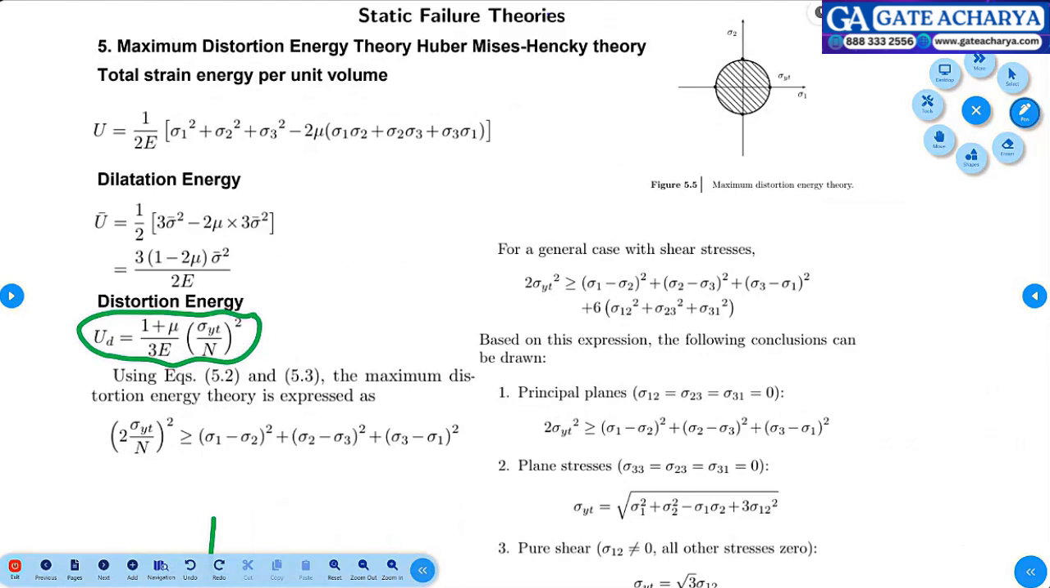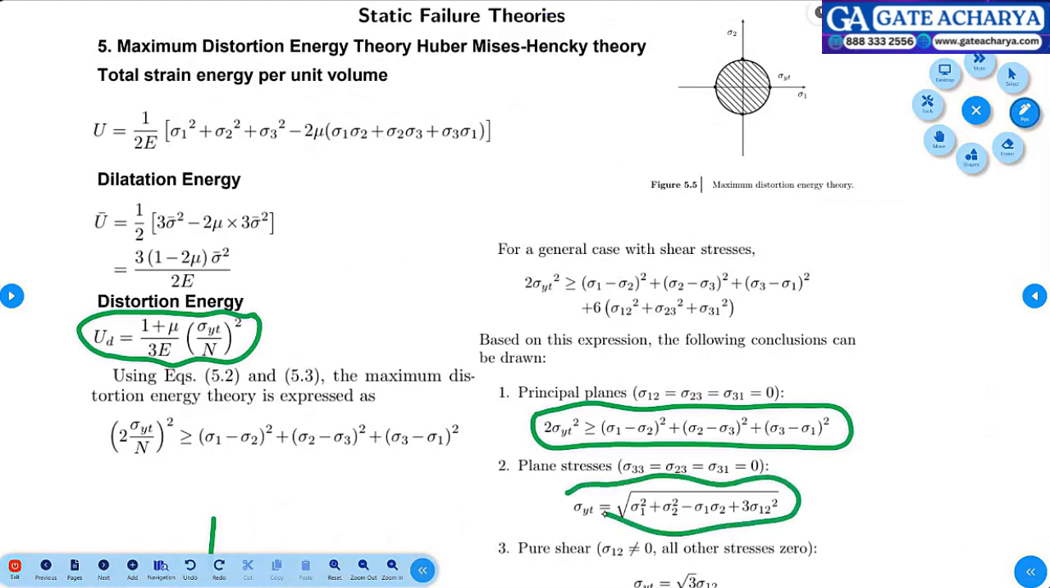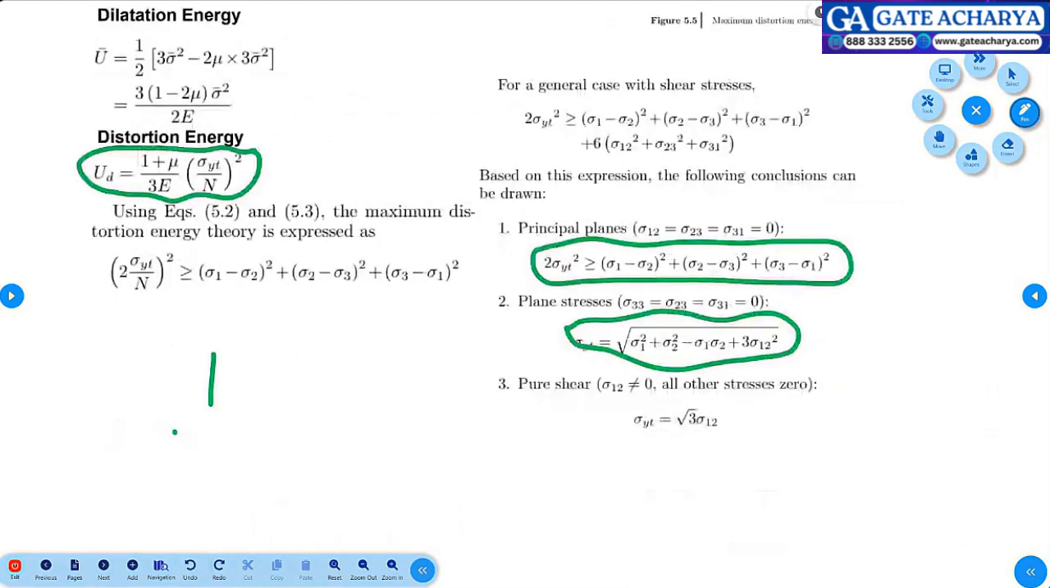If there are only principal planes, this will be the criterion for failure. When there is a plane stress condition, this will be the criterion for failure. And when there is only pure shear, this will be the criterion for failure. So if your yield value reaches root 3 times sigma 12, you land up in catastrophic failure. Among all, this is the most accurate theory for judging a failure mechanism.